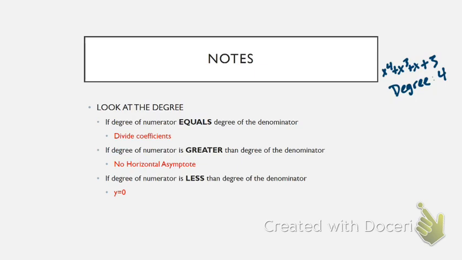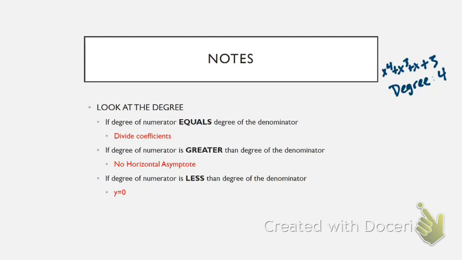So look at the degree, and if the degree in the numerator equals the degree of the denominator, so if we have something like x to the fifth over x to the fifth, so they both have a degree of 5, we're going to divide the coefficients of that largest variable, or largest exponent, sorry.